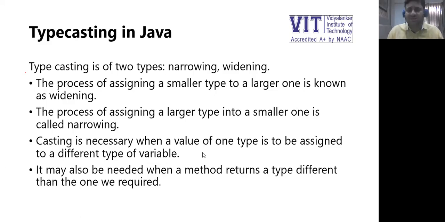Now, casting is necessary when a value of one type is to be assigned to a different type. It may also be needed when a method returns a type different than what we need. Suppose I'm calling a function and it returns a float value, but I want to assign that returned value to some integer. Now, it has to be explicitly typecasted.